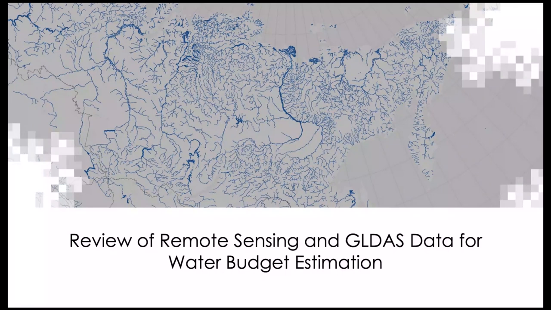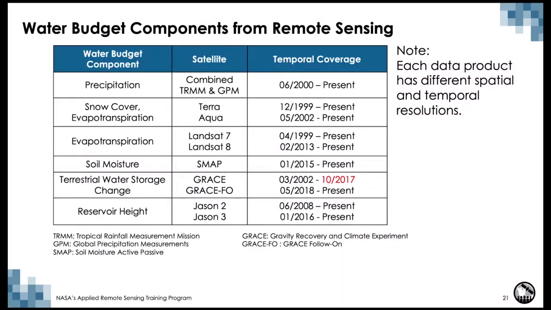So with that, let's review remote sensing and GLDAS data for water budget estimation that we are going to use. Here is a table or a list of water budget components from different satellites with a temporal coverage. You can see that precipitation is available from TRMM and GPM satellites, and acronyms are defined here. Snow cover and evapotranspiration can be derived from sensors on Terra and Aqua. These two are satellites. And as you can see, most of these satellites are long-term.